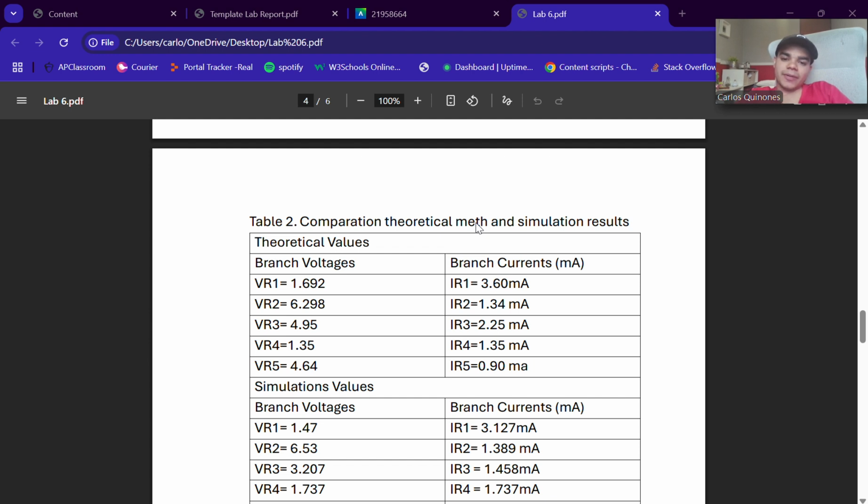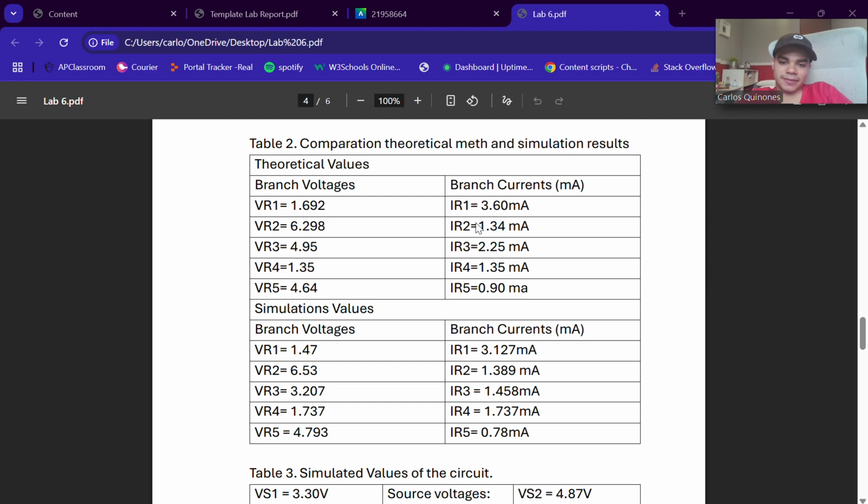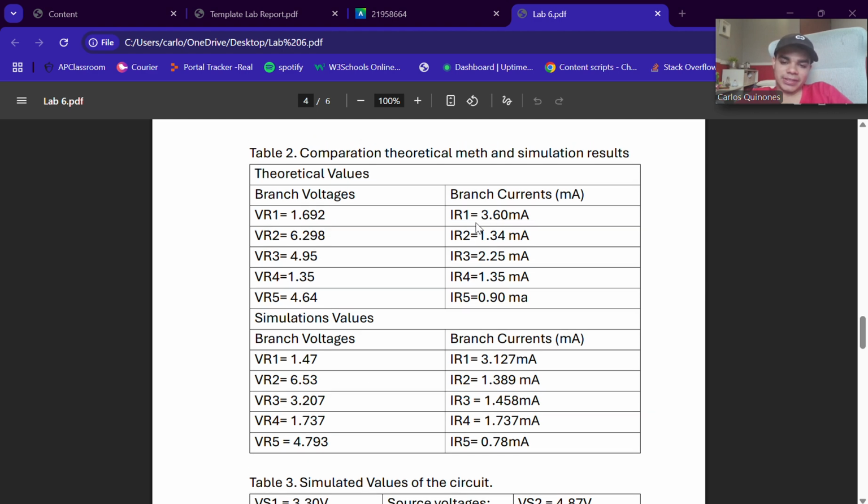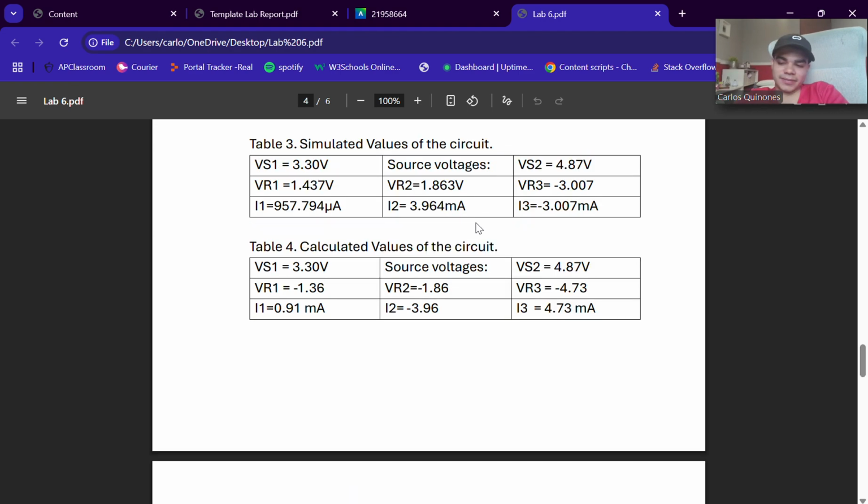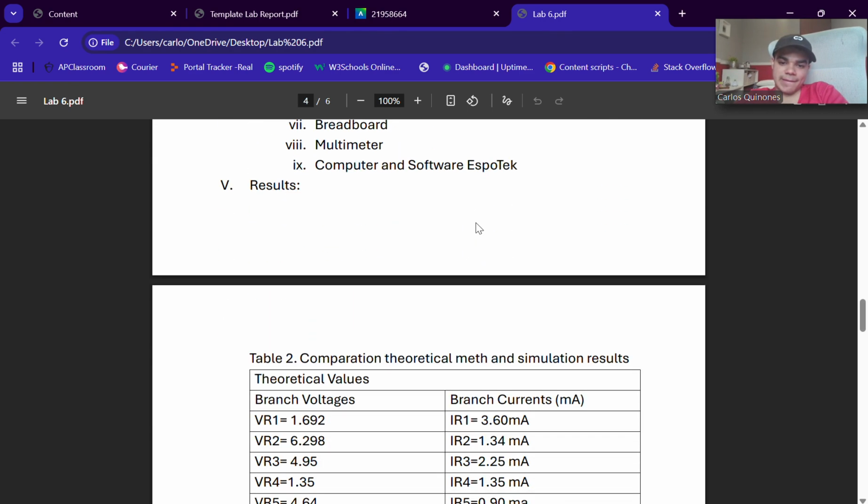These are the theoretical values that were calculated using Kirchhoff's law and Ohm's law. As you can see, they differ only slightly from the simulation values. This can be attributed to simulation errors, such as connection errors, such as the resistance of the circuit.